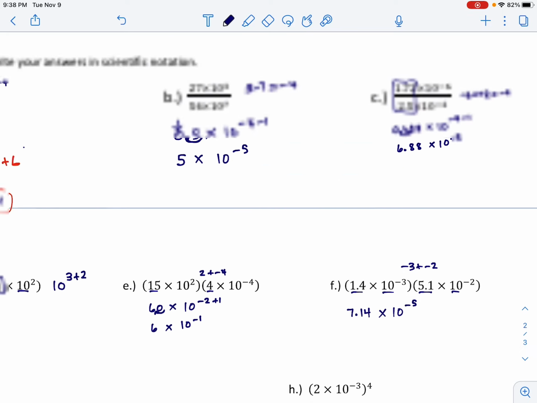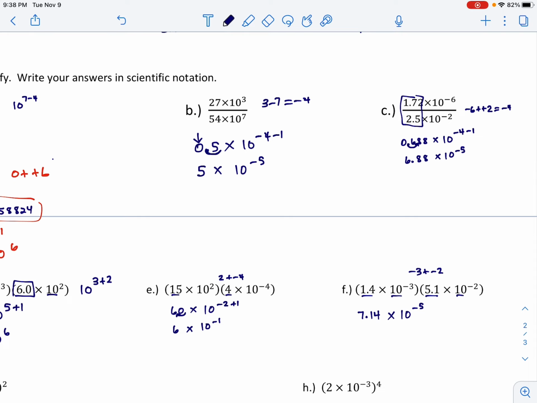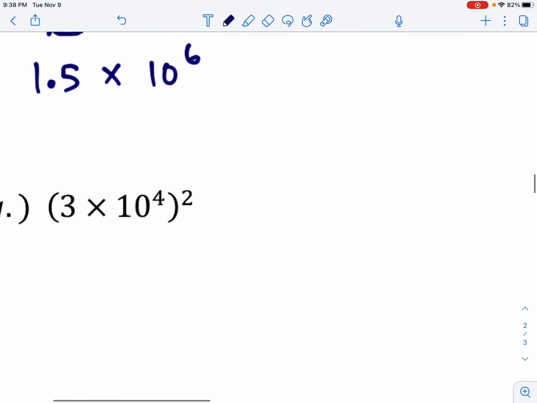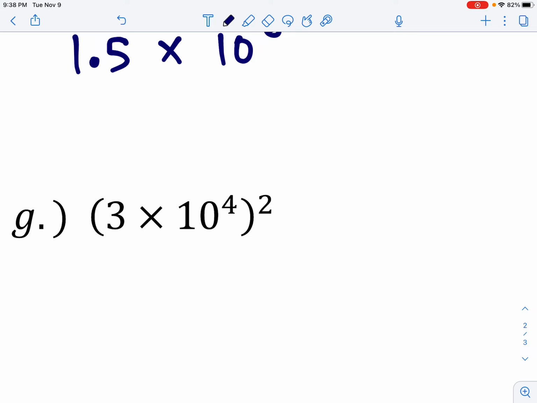All right, now we're going to look at when you have power to power in scientific notation. So this is where we're going to multiply the powers. So the same rules apply. We're going to take the 2 and we have to distribute it to the 3. Remember, this is 3 to the first power. So we're multiplying our powers. 1 times 2, which is 3 to the second power, times 10 to the 2 times 4, which is 10 to the 8th power.